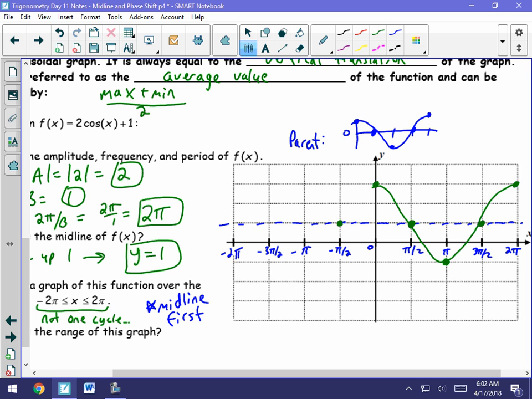So there would be a point there, and then a point down there, 2 below the midline, and then I would go back to the midline, and then I would finish up here. Okay, so there's the other part of that cosine cycle there. Okay, then graphing the midline first and using that to anchor the graph, that's the new piece of this.